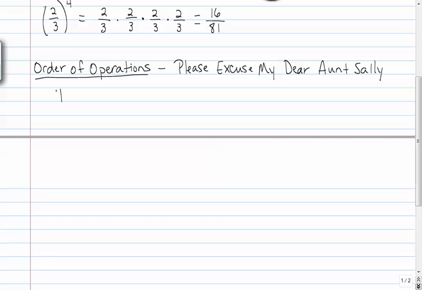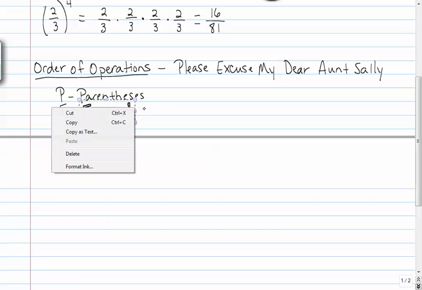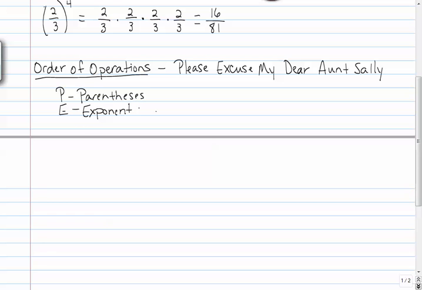So the P in please, that stands for parentheses, or any other grouping symbol. It could also be brackets or absolute value, but P for parentheses or any other grouping symbol. So do that first. Then the E, that stands for exponents. So that means you would go through and do all of your exponents next.